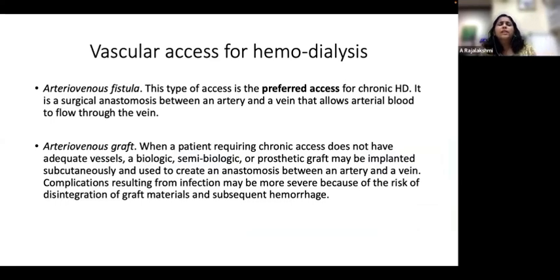So briefly, vascular access for hemodialysis can be through an AV fistula or an AV graft. Fistula is the preferred access for chronic hemodialysis, and it is a surgical anastomosis between an artery and a vein that allows arterial blood to flow through the vein. You can also use a graft in a patient requiring chronic access who doesn't have adequate vessels. It is a biologic, semi-biologic or prosthetic graft that may be implanted subcutaneously, and it is used to create an anastomosis between the artery and the vein.